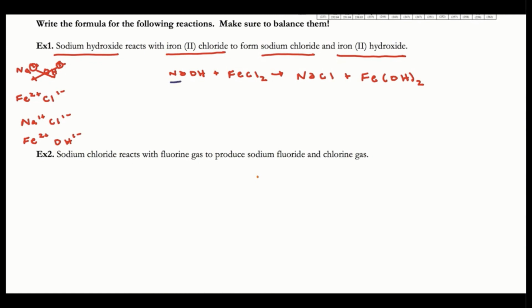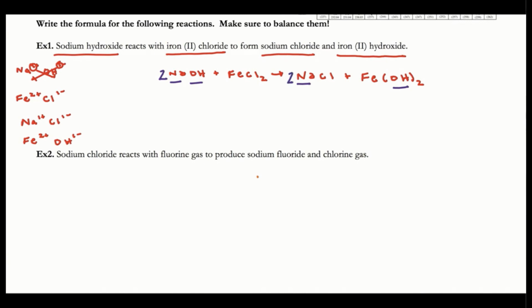So I've got 1 sodium on this side, 1 sodium on this side, 1 hydroxide here, 2 hydroxides here. So since I have 2 hydroxides on my product side, I need to put a 2 in front of sodium hydroxide, which is going to mess up my sodiums. Now I have 2 sodiums, so I need to put a 2 in front of NaCl.